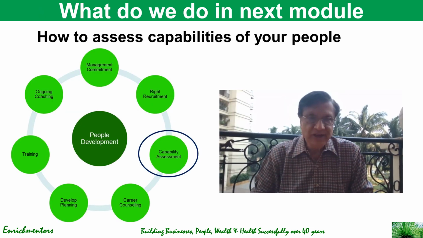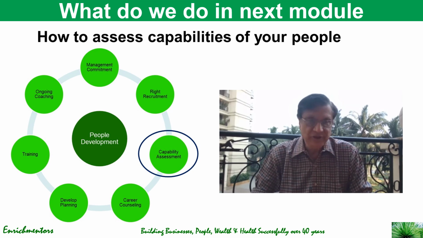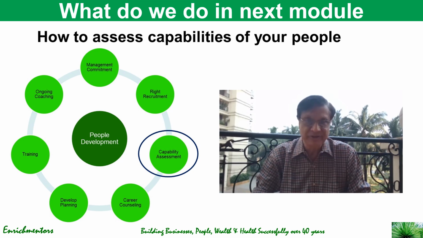So having looked at the first two elements, first what can lead to people development or developing your talent, and how you can have your own commitment demonstrated and built, and then the right recruitment, what do we do next? The next step is assessing the capabilities of the current team, the people that you have in your organization, and then taking it forward to the remaining steps there.